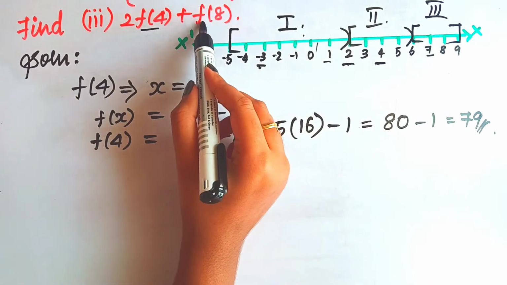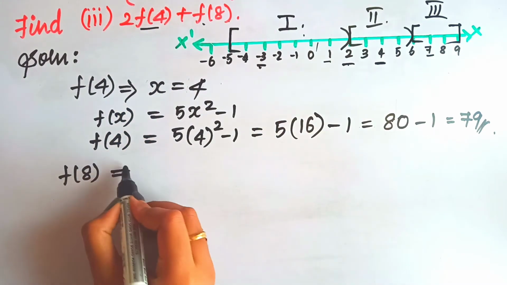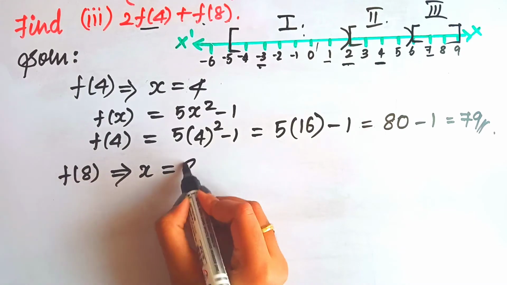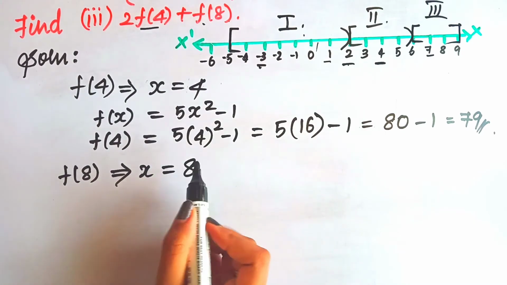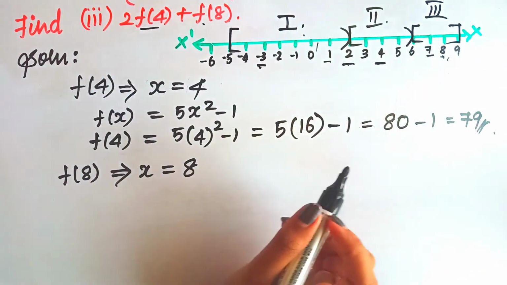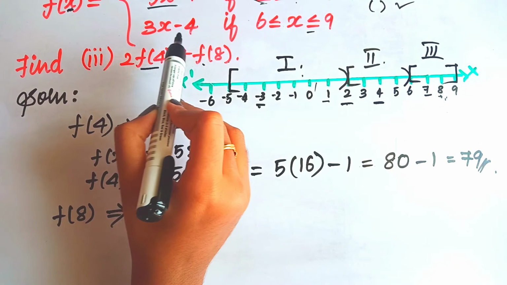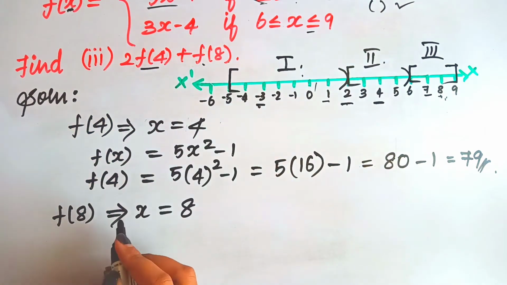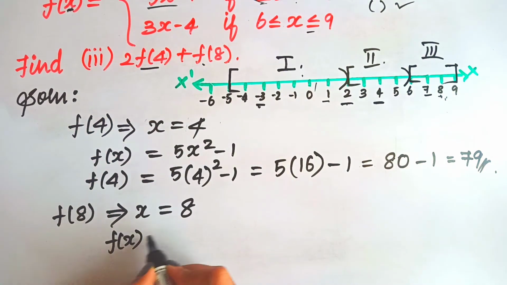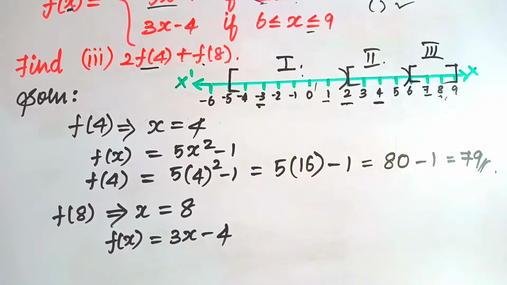Then you have to find f of 8. So f of 8 implies x is equal to 8. So we have to find 8 in the number line. So here it is, it's in the third interval. So the third interval has 3x - 4. So we have to substitute here. So f of x will be 3x - 4.